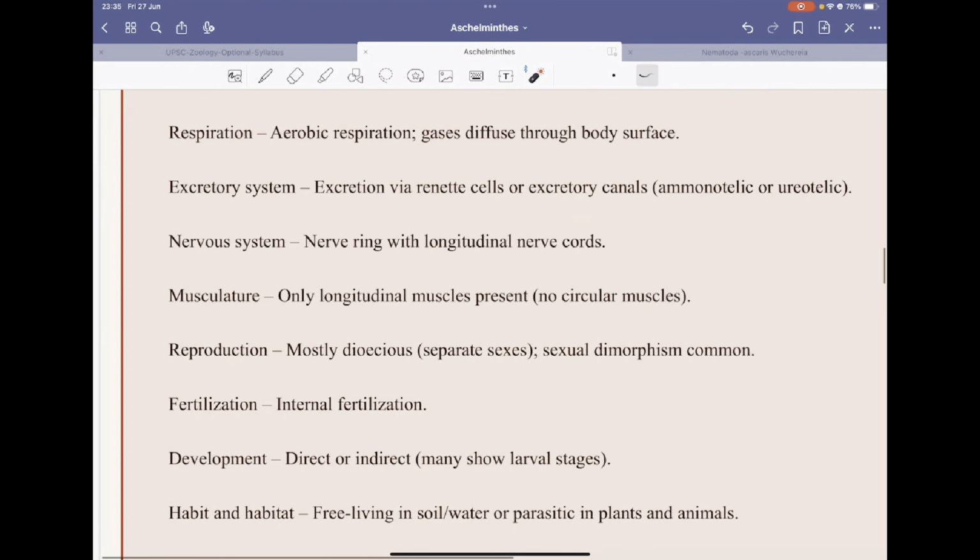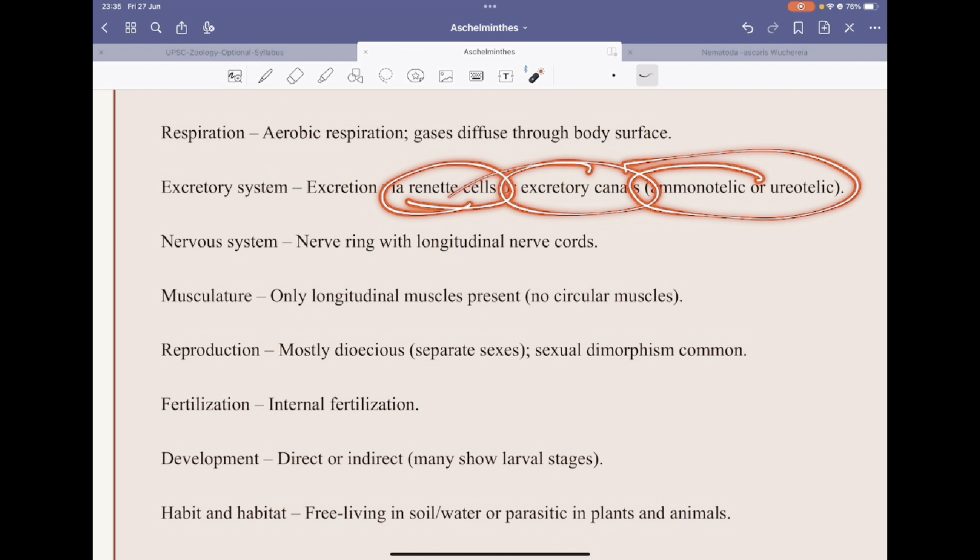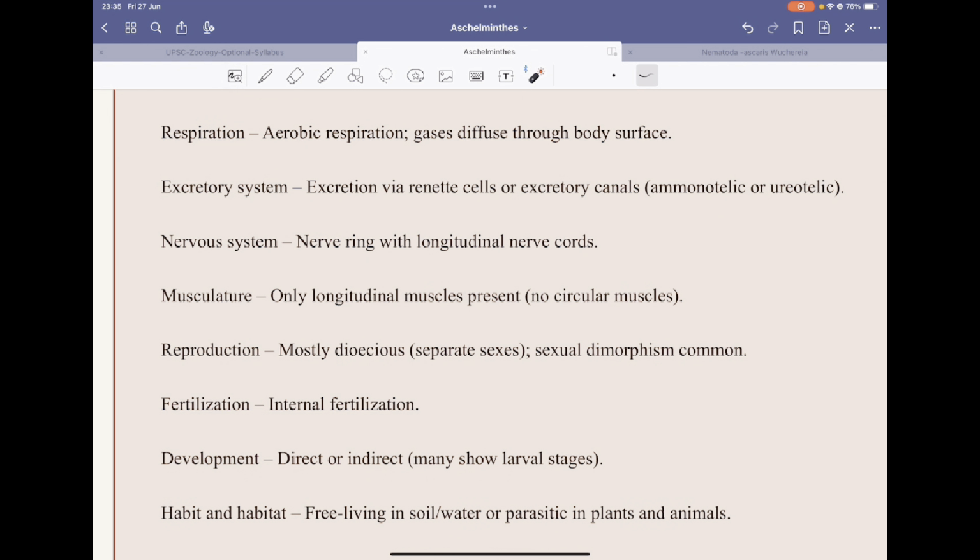Then you will observe that the excretion is via the renette cells or excretory canal. They are ammonotelic or ureotelic. The excretory material is ammonia or urea. Then the nervous system: they have a nerve ring at the proximal end, and there are longitudinal nerve cords attached to this nerve ring. As for the musculature, they only have longitudinal muscles.